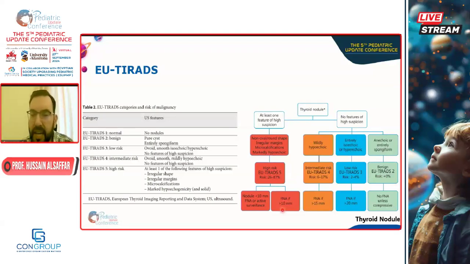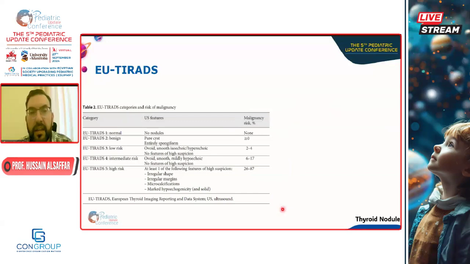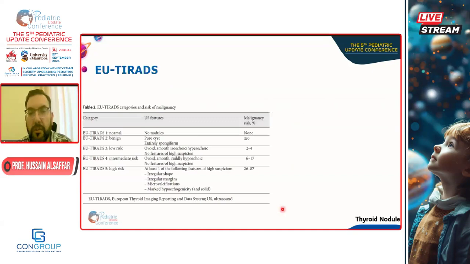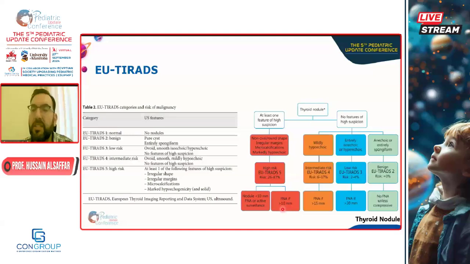So the smallest size for fine needle aspiration or biopsy is more than 1 centimeter. Now, remember, whether the previous TIRADS, the American College of Radiology TIRADS or the European TIRADS, both are based on adults. None of these data or recommendations have been validated for pediatrics. And the relative size of 1 centimeter in an adult is different from the relative size of 1 centimeter in a child's thyroid.